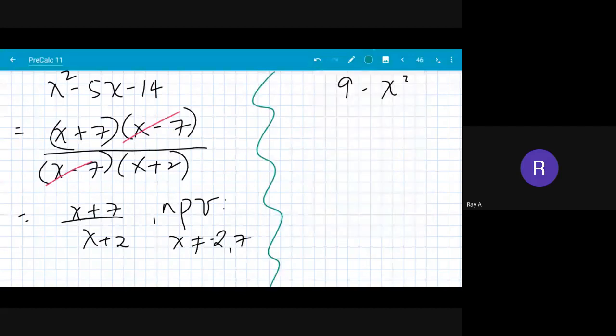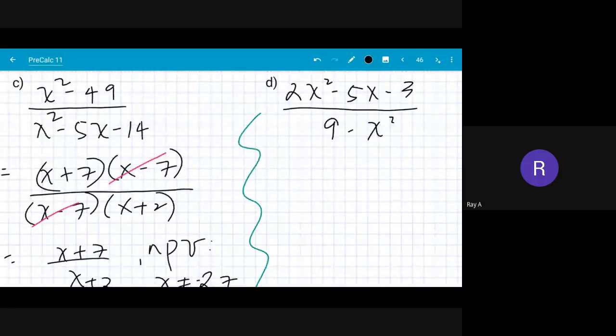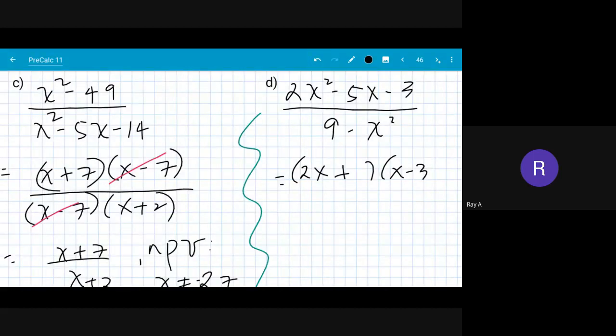So the last one, 2x squared minus 5x minus 3 over 9 minus x squared. Again, let's see how we factor this out. I think this is going to be 2x plus 1 times x minus 3 over 9 minus x squared, which is 3 minus x times 3 plus x, because that's a difference of two squares.